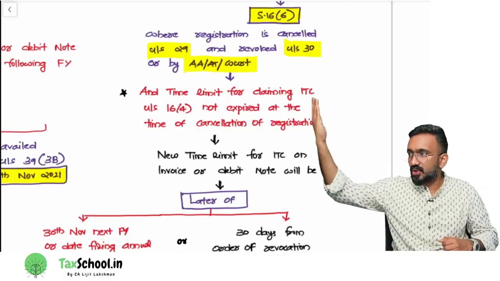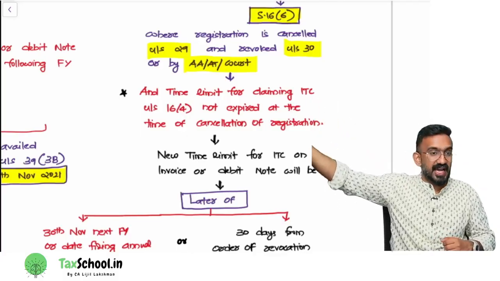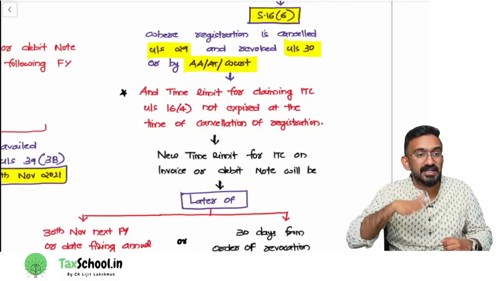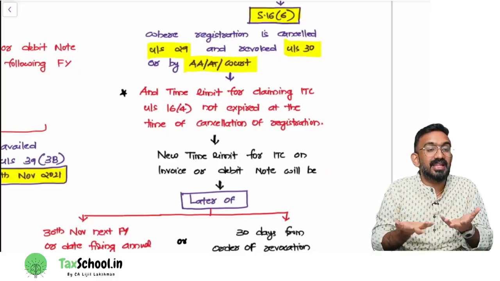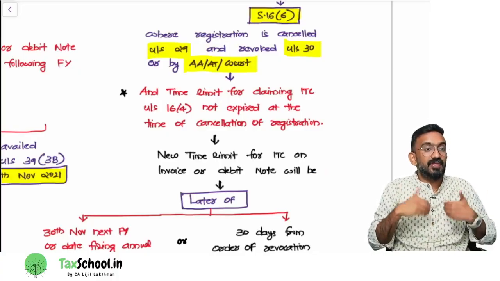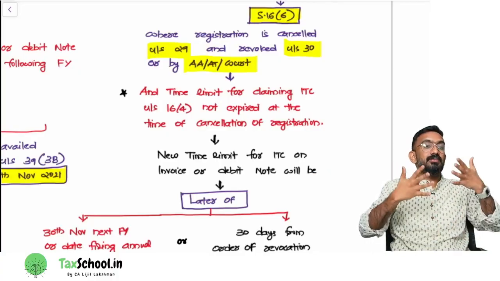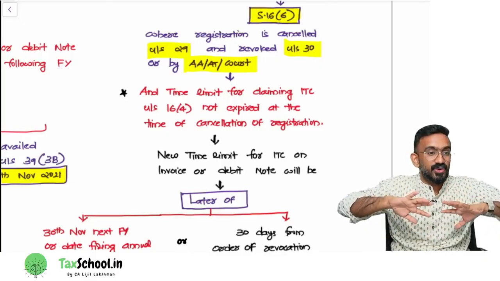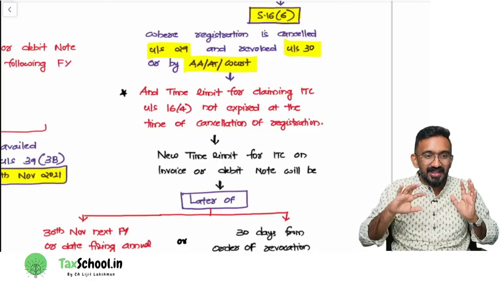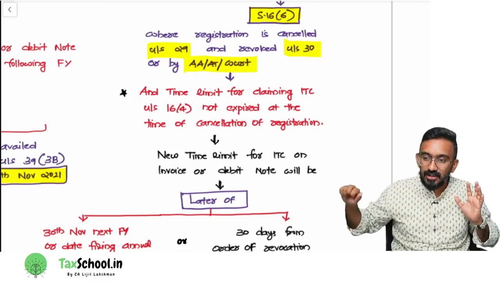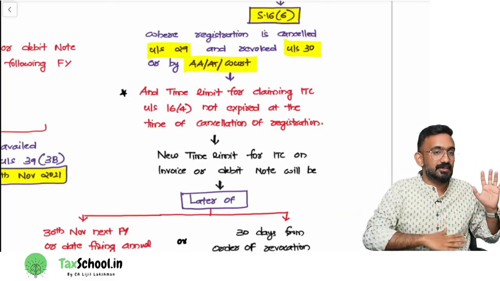What is the case that you're talking about? Your registration is cancelled and it is revoked under section 30. You requested and then they revoked the cancellation and gave your GST number back. It is like reliving with your GST number. It was cancelled, the cancellation was removed, and then you got the GST number back.